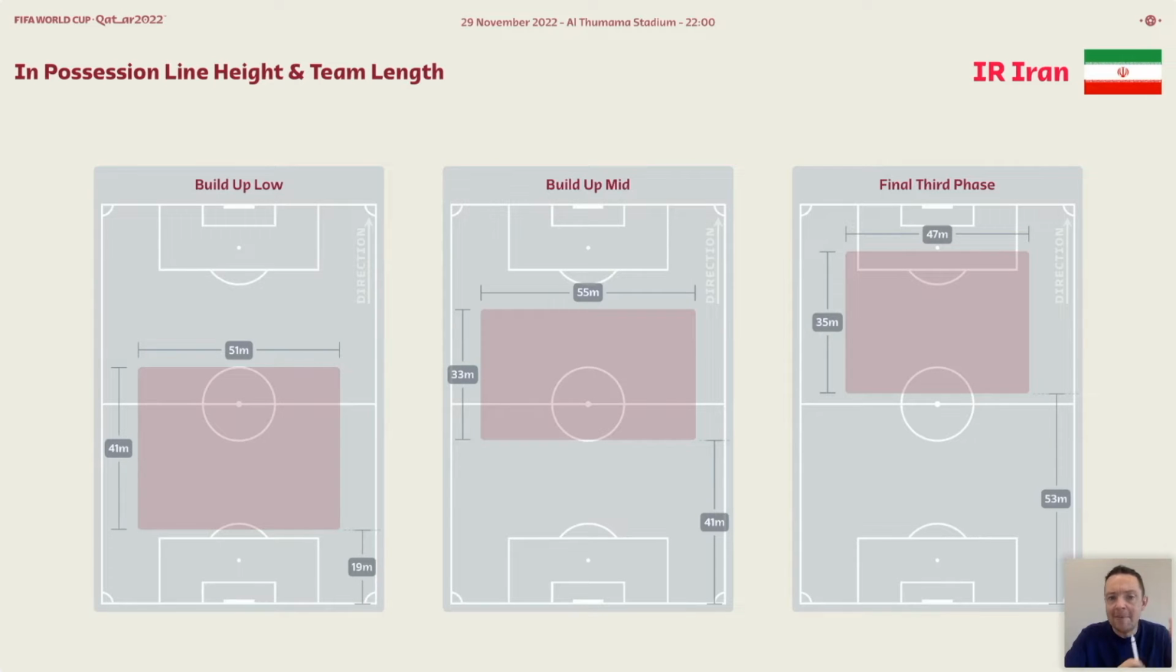It shows you your team height and your length whenever you're in those different phases. When you're building low, what type of height have you got with your team, in terms of the distance between the defenders and the forward line? Build up midfield is the distances. Again, it's going to be a little bit lower in terms of verticality. And the final third phase is, again, that distance.